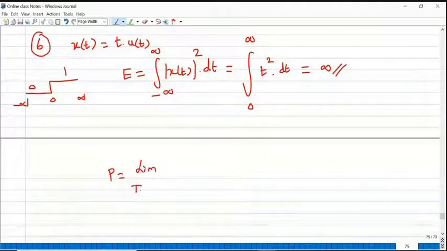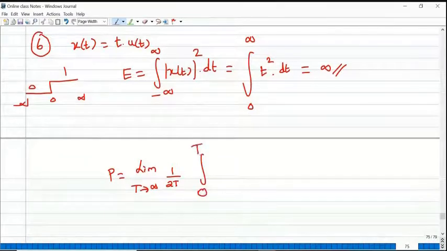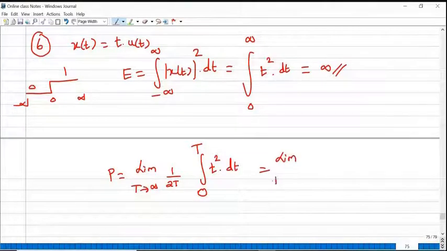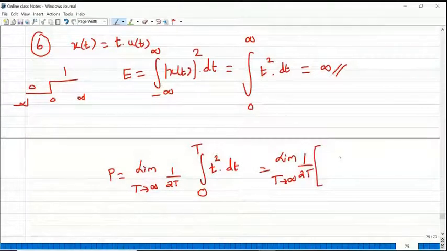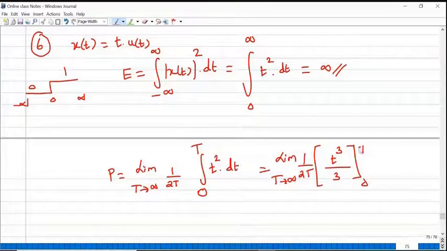Limit t tends to infinity, 1 divided by 2t, integration from 0 to t, t square dt. Now check the integral of t square dt. What will you get? t cube by 3, from 0 to t.